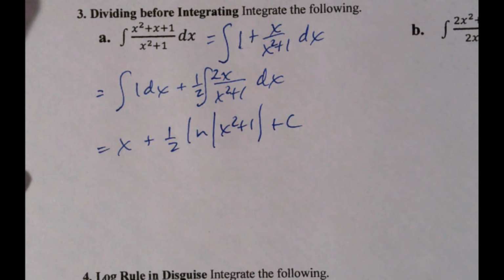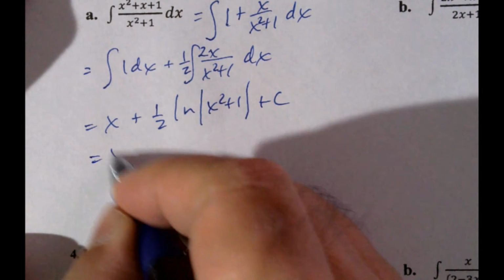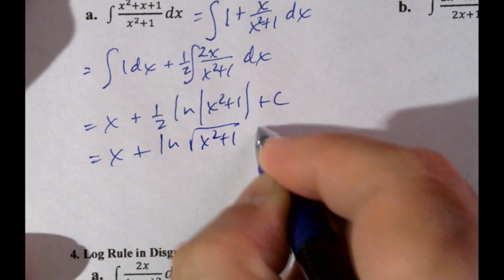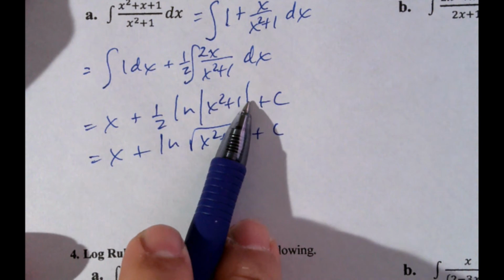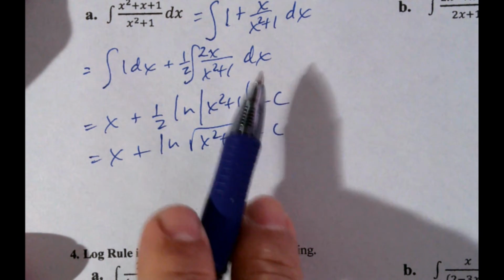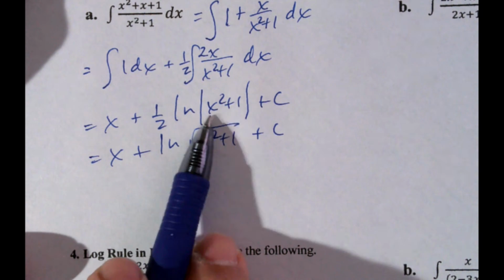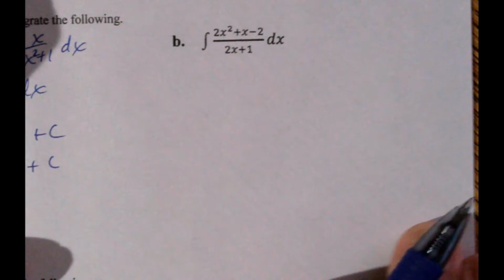Okay. All right, let's go on to b. Oh, by the way, you could rewrite that as x plus natural log of the square root of x squared plus 1 plus c. Remember, if you have a coefficient of a log, you can rewrite it as an exponent. If I have an exponent of 1/2, that's the same as square root. I don't need to worry about absolute value because x squared plus 1 is always positive. B.